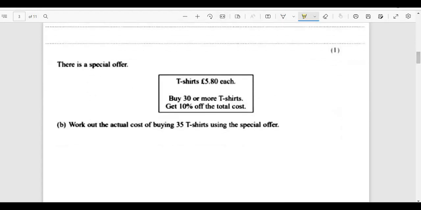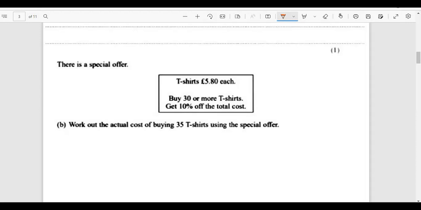There's a special offer. A t-shirt is £5.80 each. Buy 30 or more t-shirts and get 10% off the total cost. Work out the actual cost of buying 35 t-shirts using the special offer. So if you buy 30 or more t-shirts, you get 10% off the total cost. Work out the actual cost of buying 35.